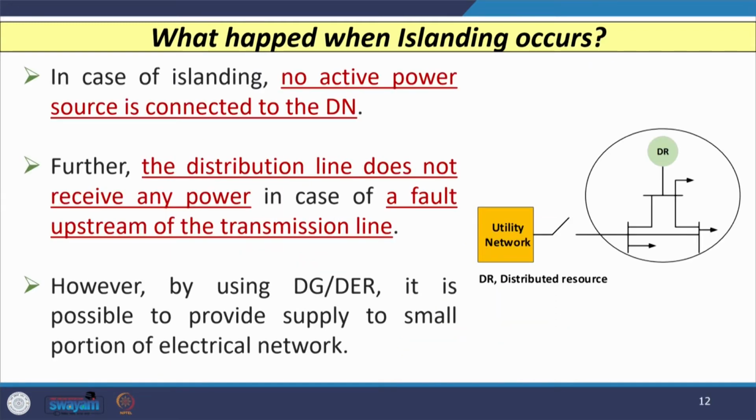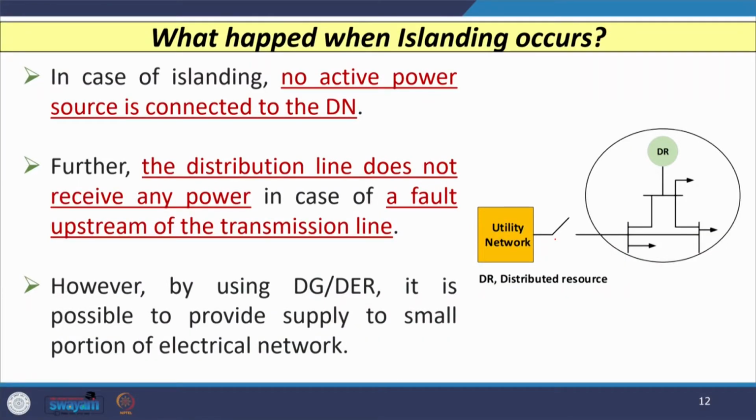So, let us see what happens when islanding occurs. Whenever islanding is there, no active power source is connected in the distribution network, so your grid or utility is disconnected. Your distribution line does not have any power in case of fault. Whenever there is a fault on the upstream side of this network, this breaker opens. The utility gets disconnected, and that is why an island is formed, and the local loads are supplied by this DG or distributed energy resources, or distributed resources, DR. However, by using DG or distributed energy resources, it is possible to provide supply for a small portion of the electrical network, which we call an island.